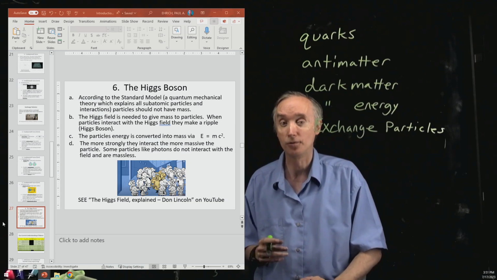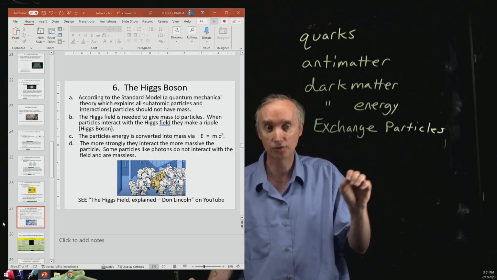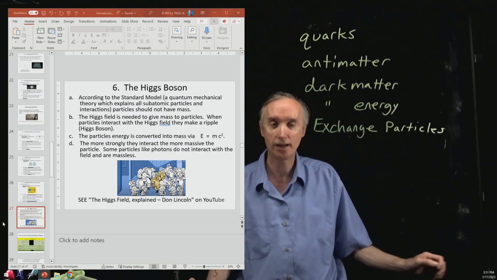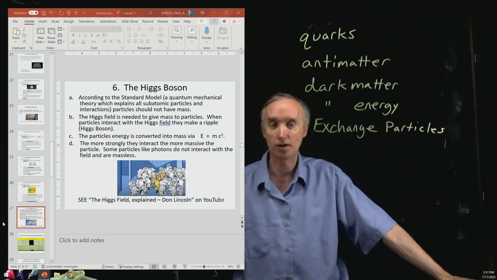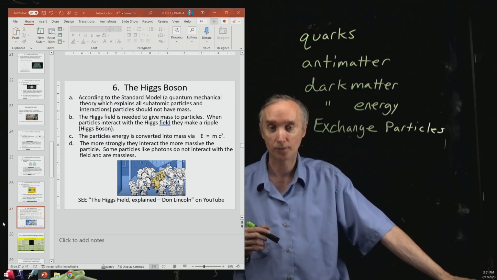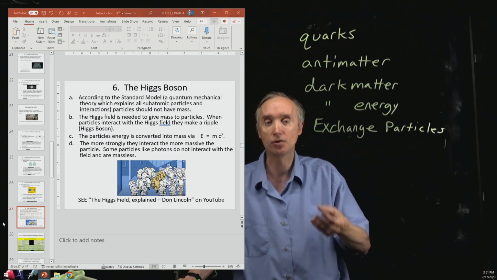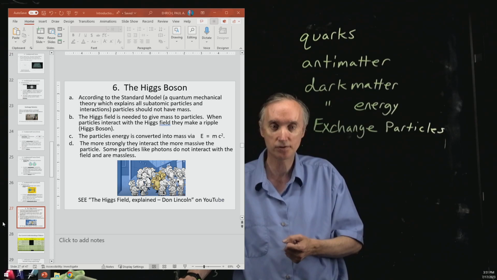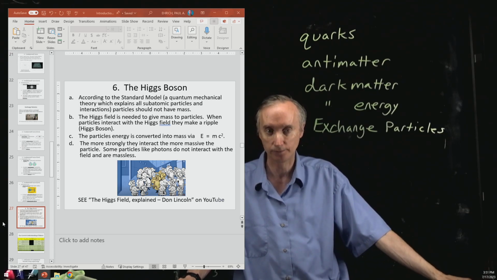Now, for example, the photon, which is the carrier of the electromagnetic force, does not have any mass. Neither does the graviton. So there are some particles that do not have any mass, but quarks do. So, for example, quarks need to have mass. So what is it that gives the mass to the quarks? That's what the Higgs boson does.